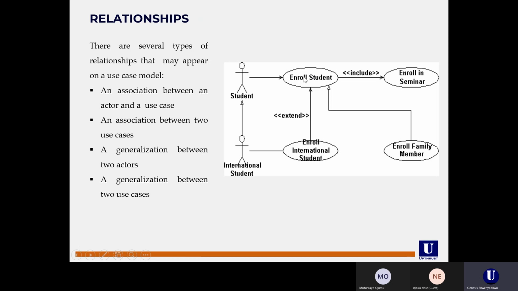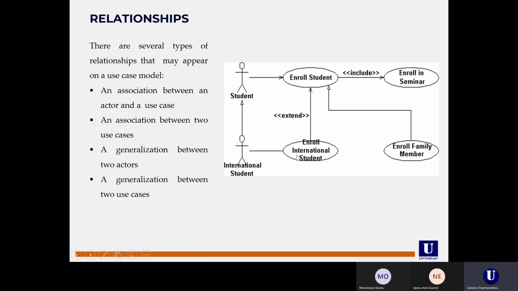include relationship. Here, when you enroll students, this is a student registration portal, right? So when you enroll students, after enrolling, you need to enroll in your seminar. So you've enrolled as a student, then you need to select your seminar or the courses you'll be taking, right? It means that after enrolling, the next thing you have to do, which you can't ignore, is to enroll in a seminar. Now, also, at the point of enrolling students, you can ignore and say that you're not an international student and go ahead to enroll for a seminar.